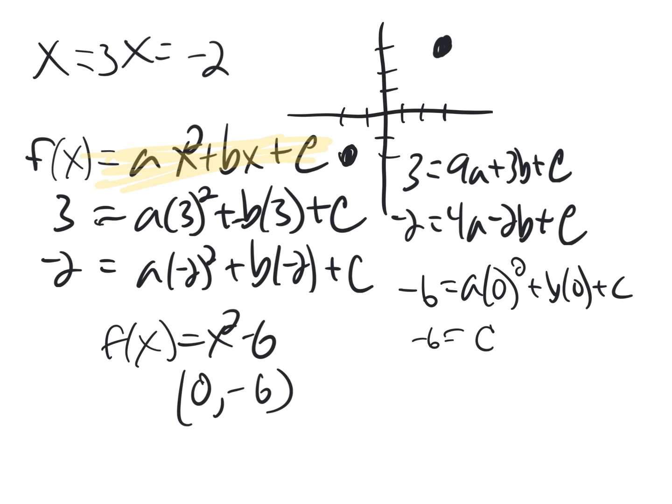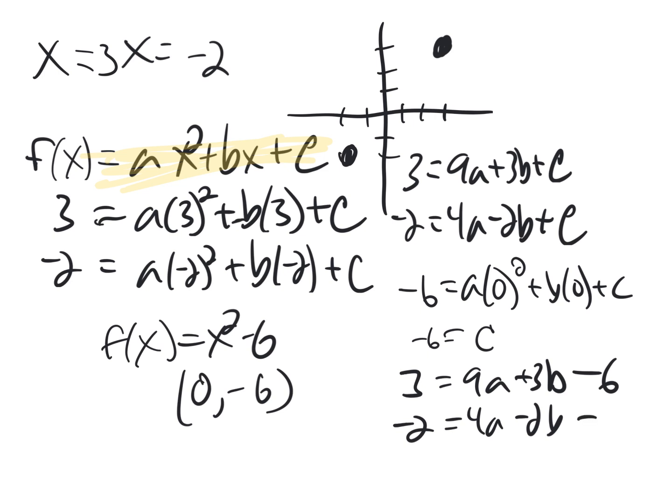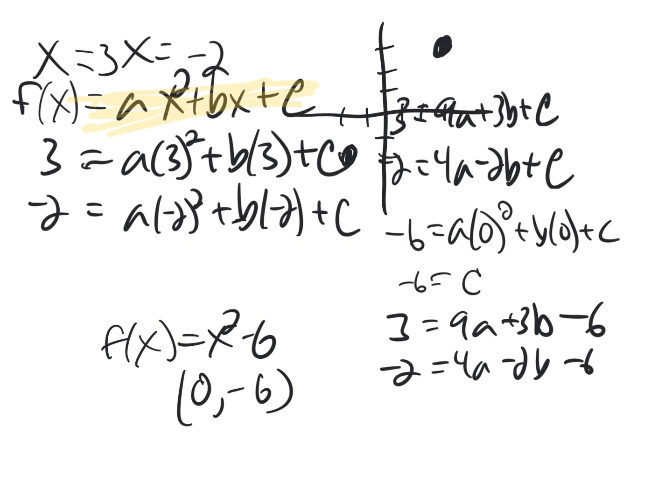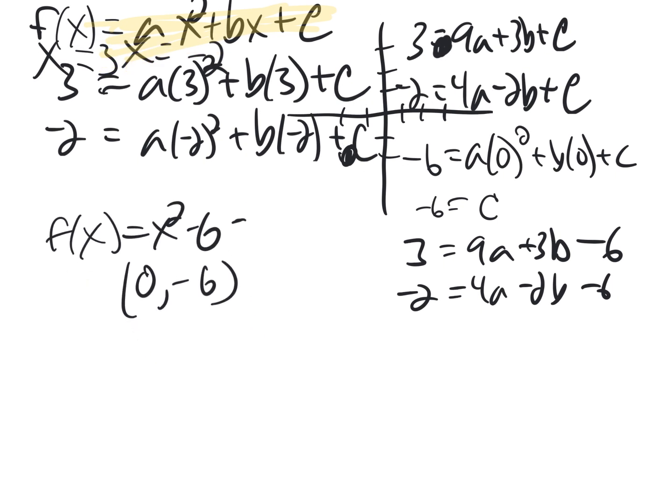If I were to solve this system, 3 equals 9a plus 3b minus 6, and -2 equals 4a minus 2b minus 6, that would bring this down to the two equations: 9 equals 9a plus 3b, and 4 equals 4a minus 2b.